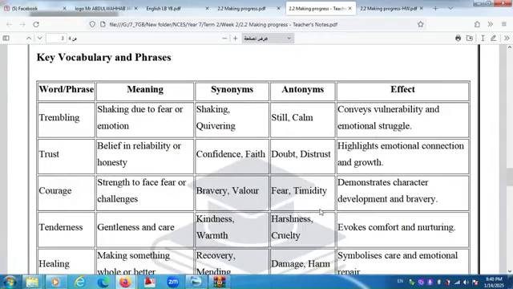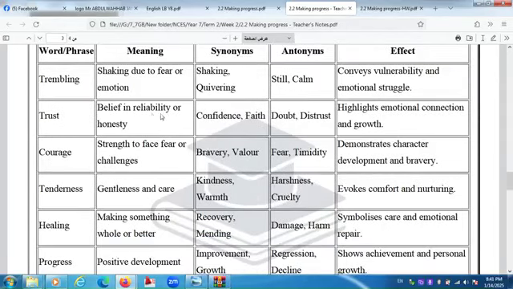Some words and vocabulary found in the text. Trembling: the meaning is to shake due to fear or emotion. Synonyms: shaking or quivering. Antonym: still or calm. The effect: it conveys vulnerability and emotional struggle. Trust: a belief in reliability and honesty. Synonyms: confidence or faith. Antonyms: doubt or distrust. The effect of using trust highlights emotional connection and growth.